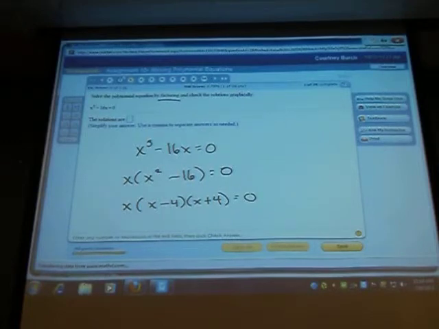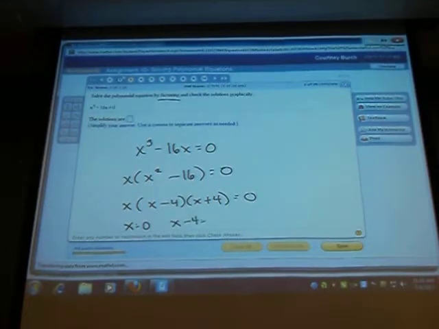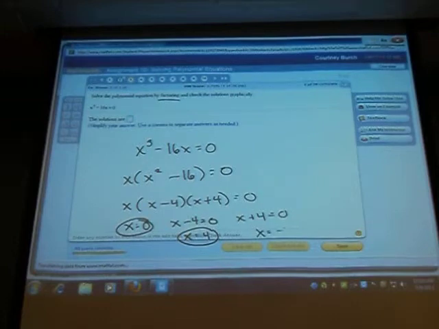Okay, and then I've got 3 factors here that I need to set equal to 0. So x equals 0, x minus 4 equals 0, and x plus 4 equals 0. Okay? And then that gives me my 3 answers. I have 0 as an answer, I have positive 4 as an answer, and I have negative 4 as an answer.